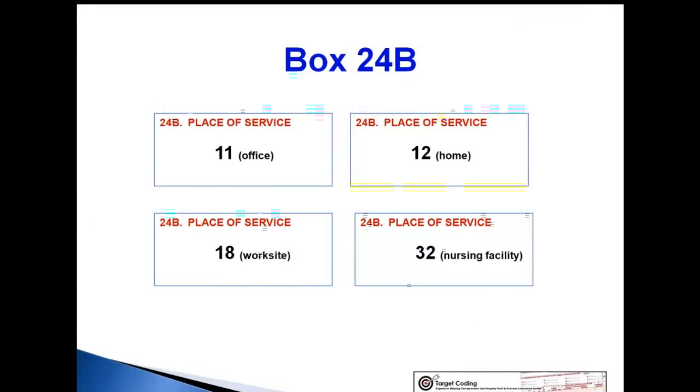Box 22, resubmission code. If you've never filled that out, don't fill it out now just because we have a new form. 23, prior authorization number. 24A is the date of service. 24B, just a little reminder, there are different numbers based on the place of service. If the service is done in your office, it's the number 11. If you do a home visit, you're going to have to put the number 12 in 24B. If you go to the patient's place of employment, it's 18. Nursing facility, assisted living facility, it's 32. So there's many different place of service codes. Be aware of those.